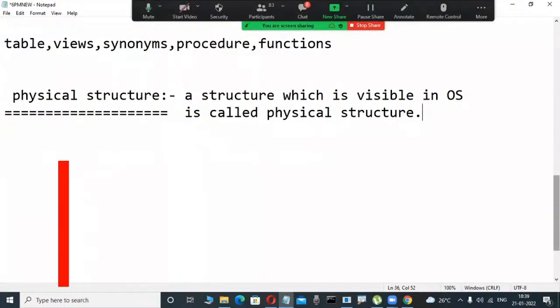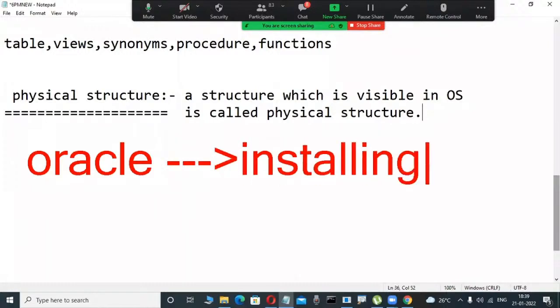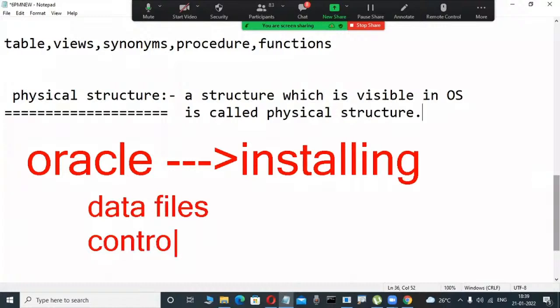Suppose you are installing software, some physical files are created on a disk. Suppose you load PowerPoint, MS Access, Word, anything, physical files are created. Same in our software: Oracle is a relational database software. MySQL, SQL Server, we are installing, for example. Whenever I install Oracle, automatically some physical files are created: data files, .dbf files, control files, and also redo log files.